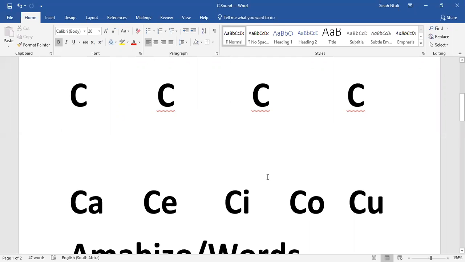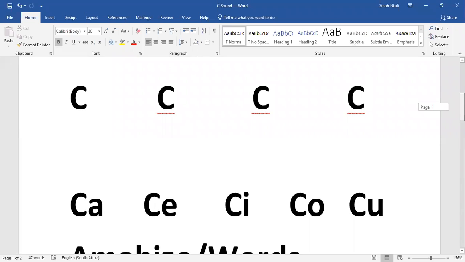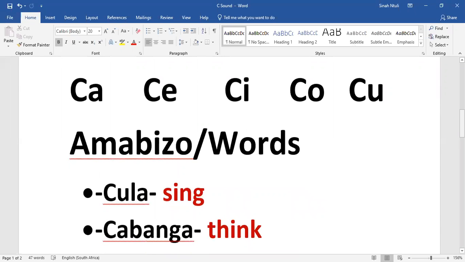So now we are going to learn to sound C with the vowels. Do you remember our vowels? A, E, I, O, U. Now we are going to practice to sound C with the vowels next to it. It goes like this. Ta, te, ti, to, tu. Again, futhi, ta, te, ti, to, tu.